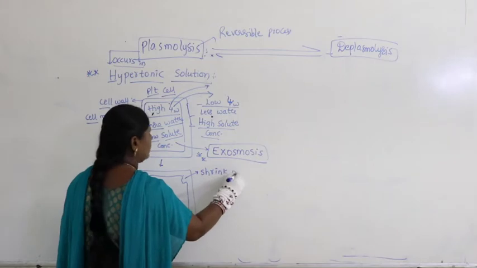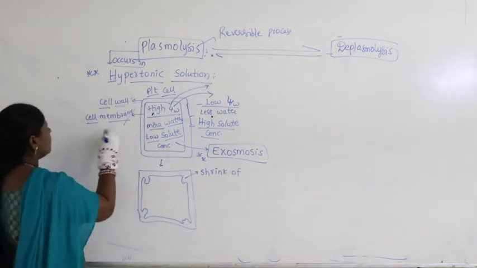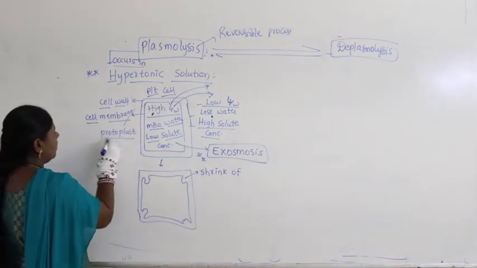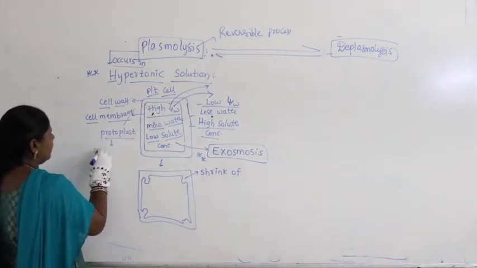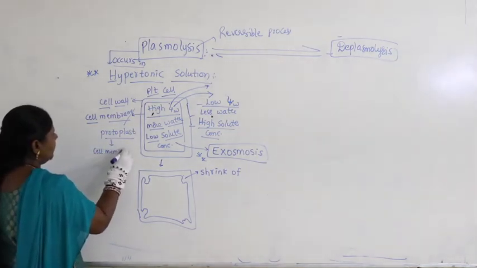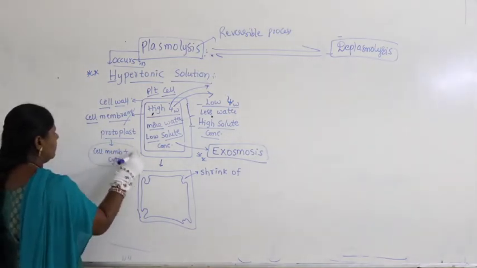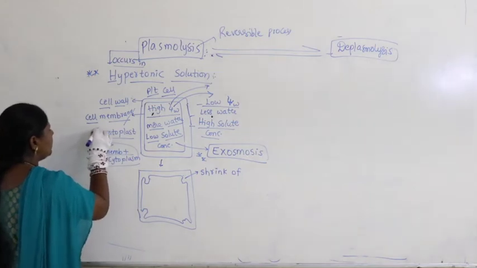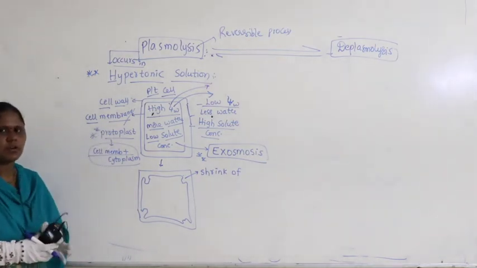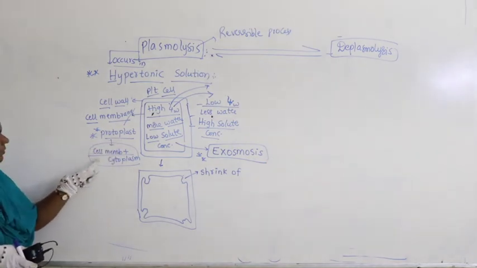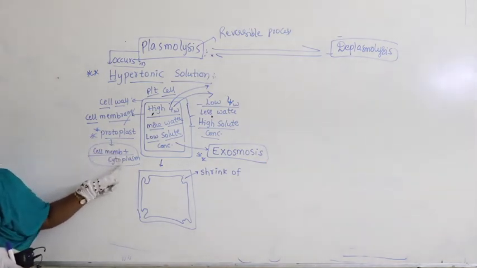Shrink of protoplast. The cell membrane is also called what? It's called protoplast. What is a protoplast? Cell membrane plus cytoplasm. We discussed this previously also. Protoplast means cell membrane plus cytoplasm.